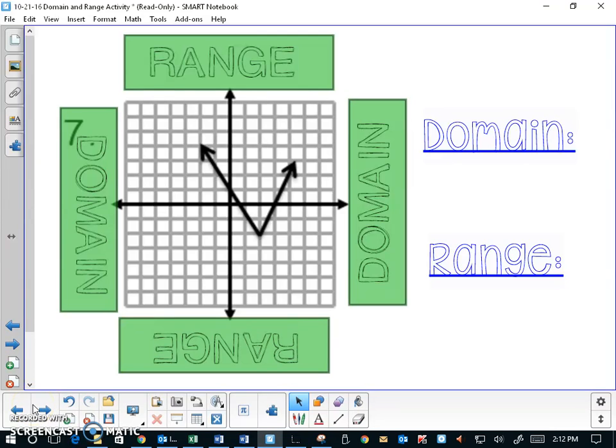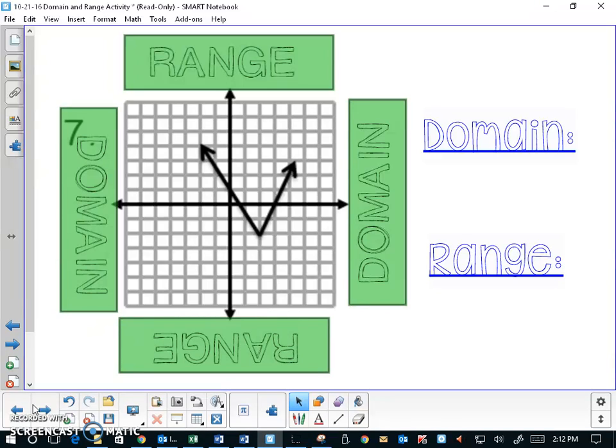Hi everyone. I'm just going to go over a couple problems from our domain and range foldable activity that we did in class today that you'll have to finish for homework. So we're going to look at number 7 and number 10 in this little video. You can pause the video, you can rewind, whatever you need to do to make sure we really are starting to grasp the idea of domain and range.